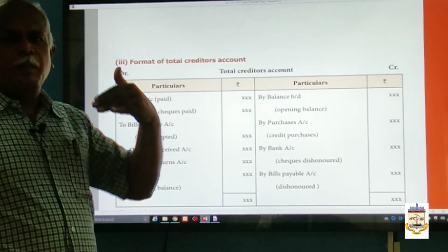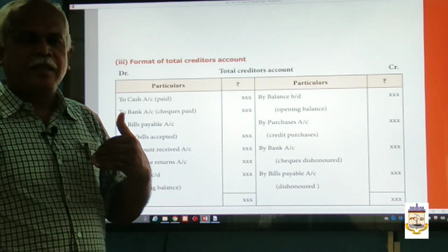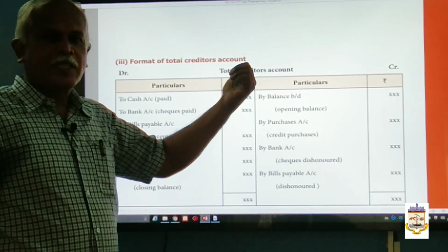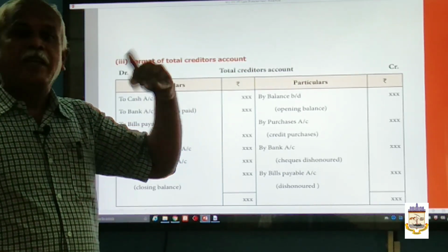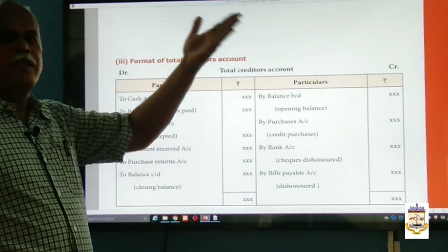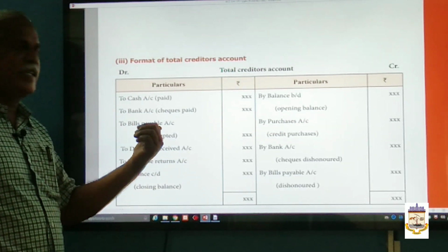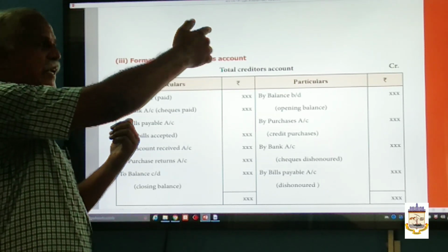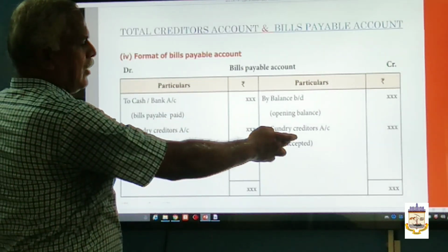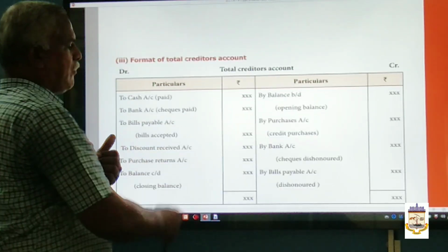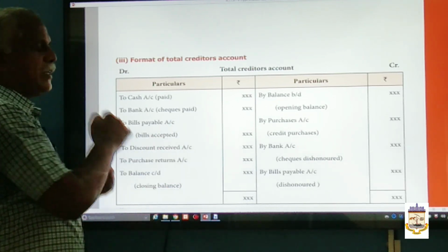When you make a credit purchase, then it is total, that is sundry creditors account. When you accept a bill, this amount is transferred to bills payable account. That is bills payable, bill accepted during the year, which correspondingly you will find in the column bill accepted.